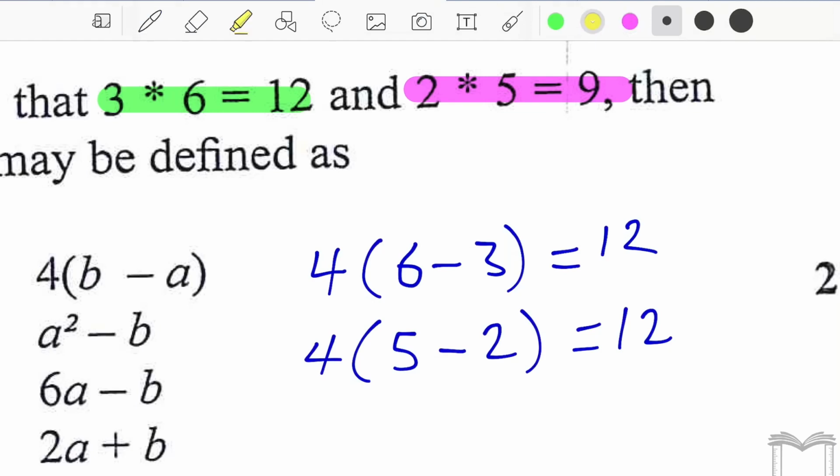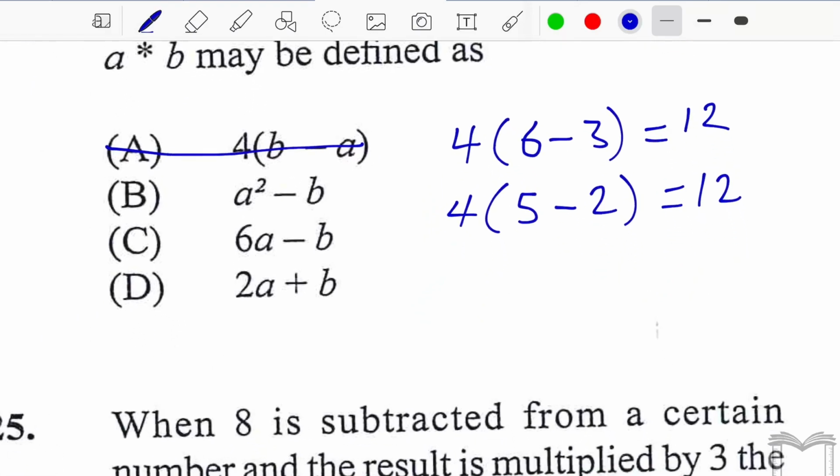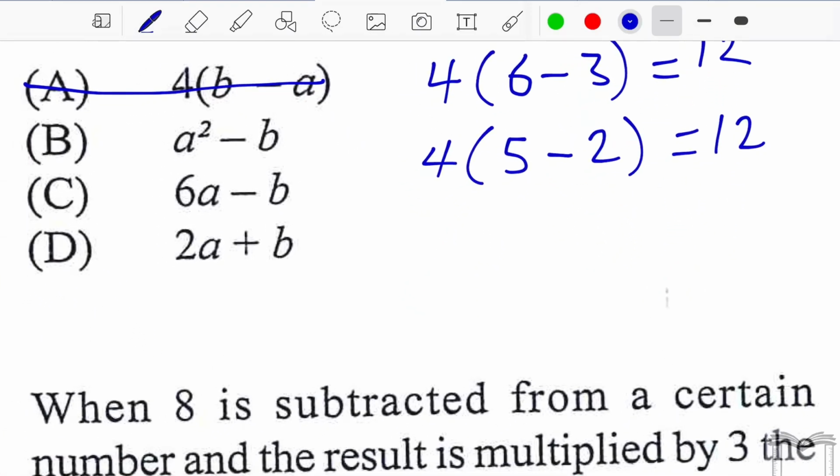But that does not give us the answer above, which is 9. So it means that A is incorrect. A is not the answer. So let's try B.